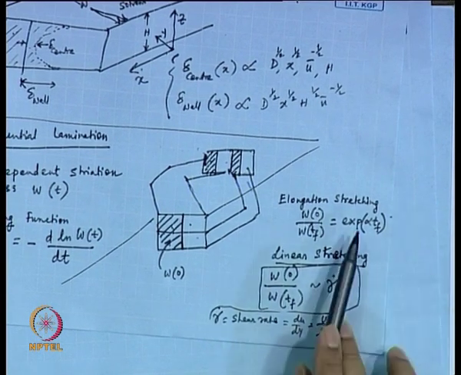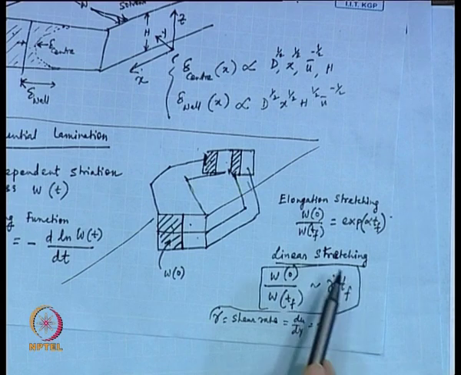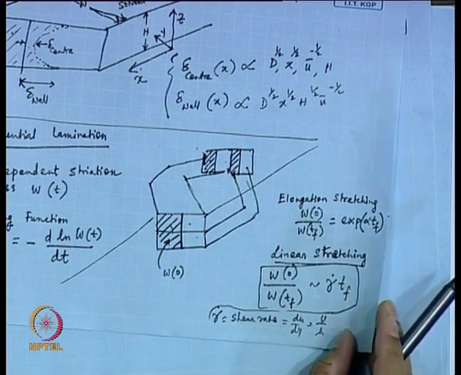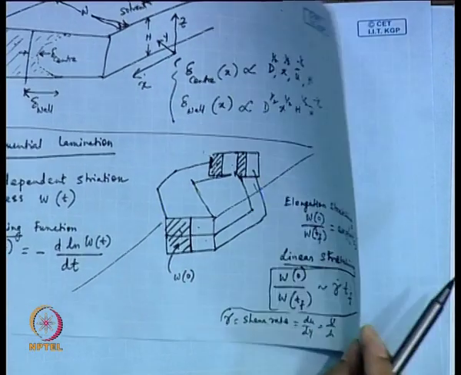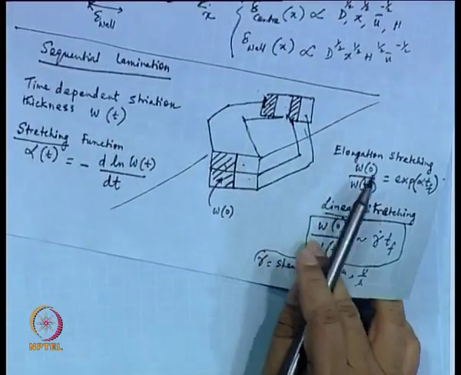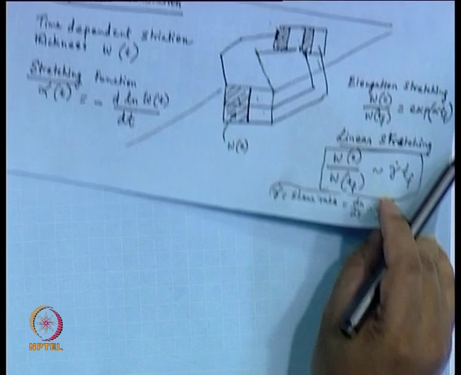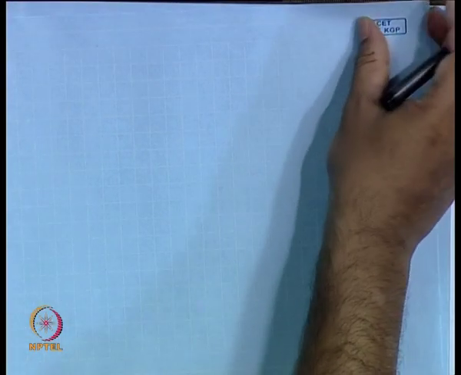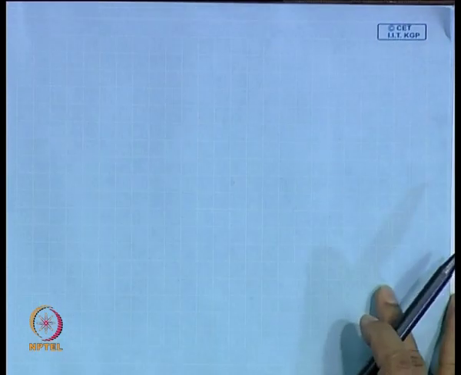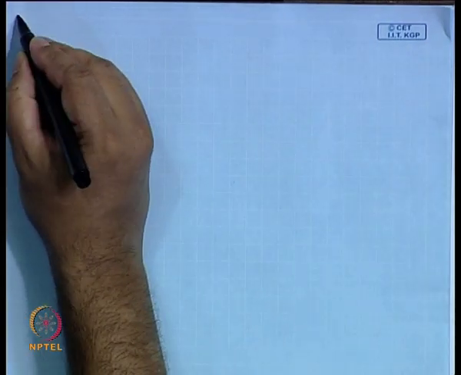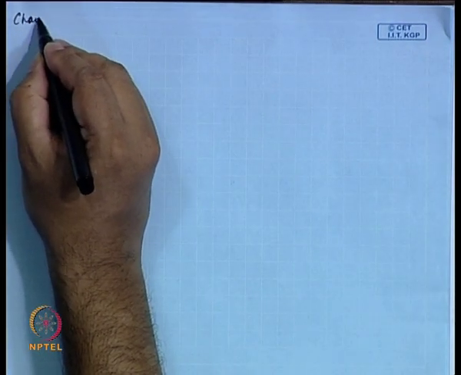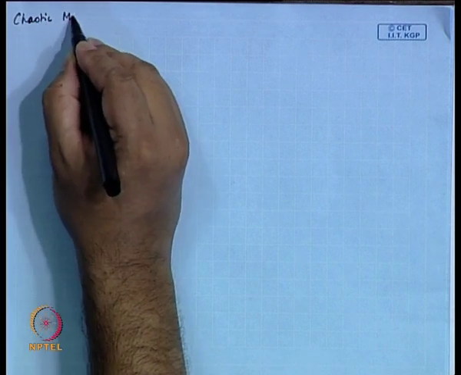Now, what is the origin of this elongation stretching? I mean, this linear stretching I could understand, it is basically typically the stretching that we encounter in viscous flow, but what is the origin of this elongation stretching? This elongation stretching arises from the process which is referred to as chaotic mixing.